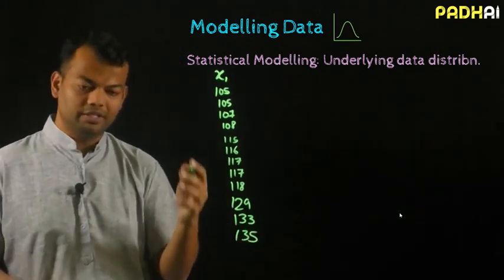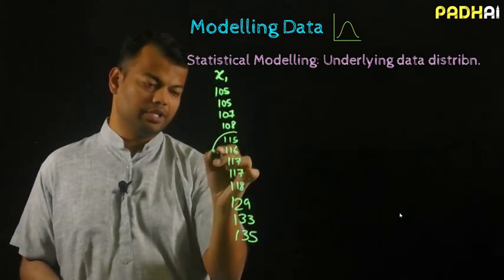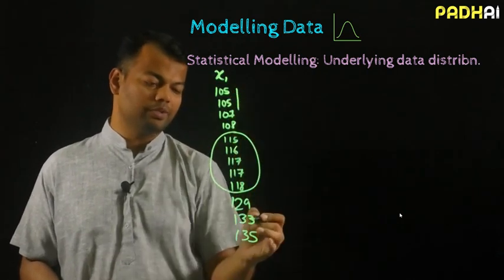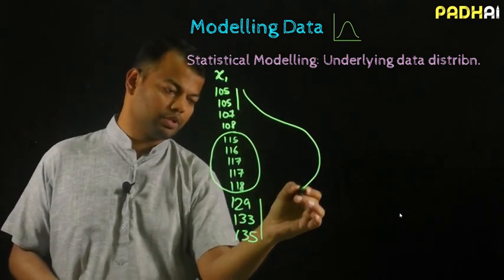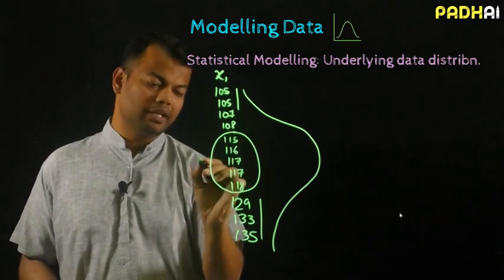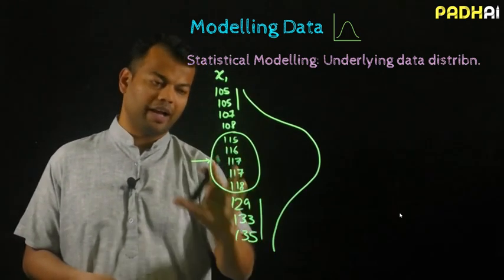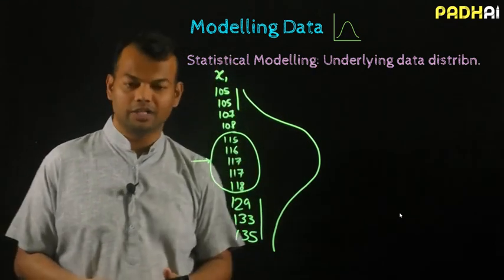So what does this data typically look like? There's a lot of cluster around this region here, which is close to 115, and then you have some smaller values and then some very big values. This data looks like something of this sort, that you have a lot of values which are close to the mean. Let's say the mean is around 117 or 115, a lot of values clustered around that, and you have some very small values and then some very large values.